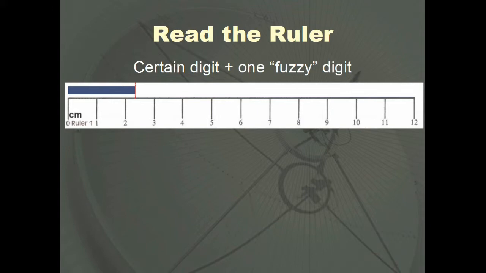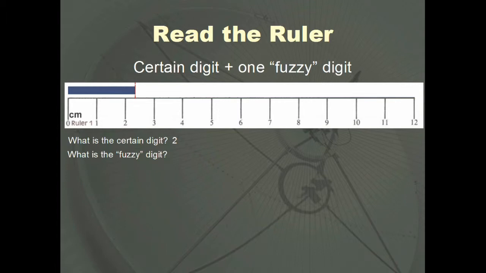Alright, here's a very coarse ruler. It is only centimeters, and there's a blue bar. What is the length of this blue bar? Now, which ones are the certain digits? Well, I can read 2 for sure, but it's a little longer than 2. However, since there's no calibration or scale past the 2, other than the 3, which is quite a distance away, I have to sort of estimate what that other number might be. That is my fuzzy digit.